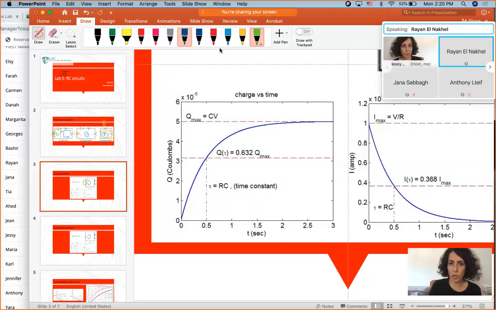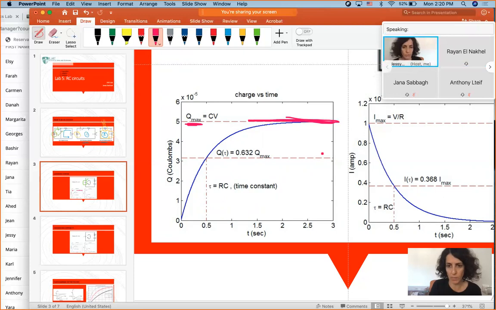Okay, maximum charge. Yes, so this is why on top we get a constant value. That's the maximum value, and we reach a constant value after some time. You cannot go beyond this value because it's limited by the voltage of the battery, called V in this case. So C times V is the maximum charge, and we cannot go beyond this value. Yes, Ryan, continue.